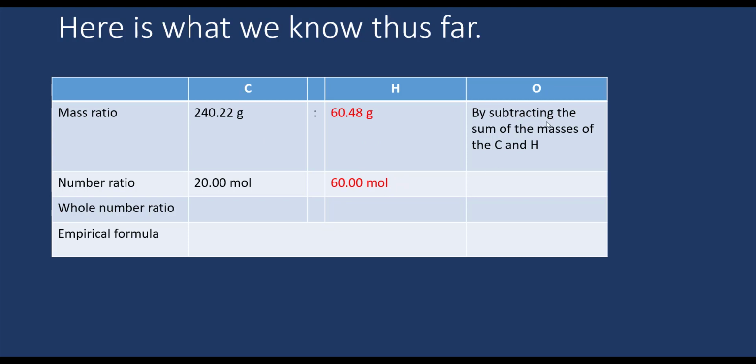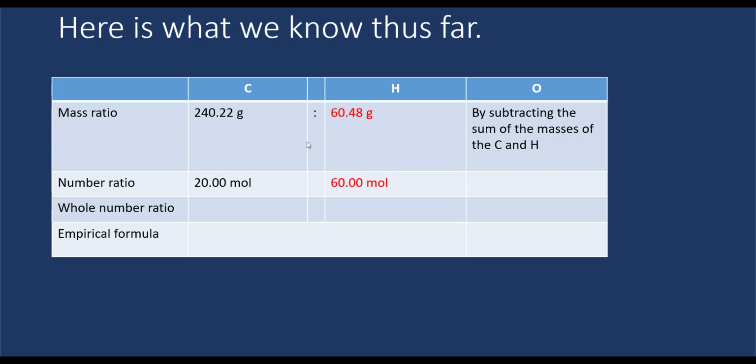We're almost done. Now we have to look and say, okay, how do I get the oxygen? Well, if you add these two up, 240 plus 60 is 300, and with the decimal 300.7. So the entire sample so far, according to us, only weighs 300, but it weighed more than that.